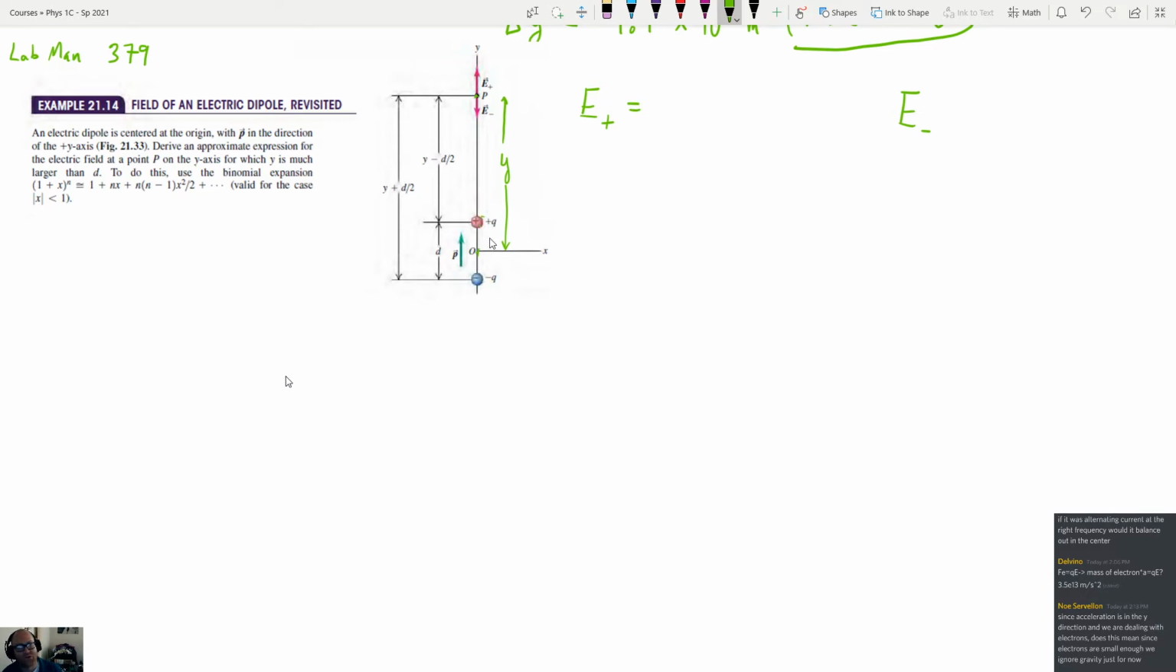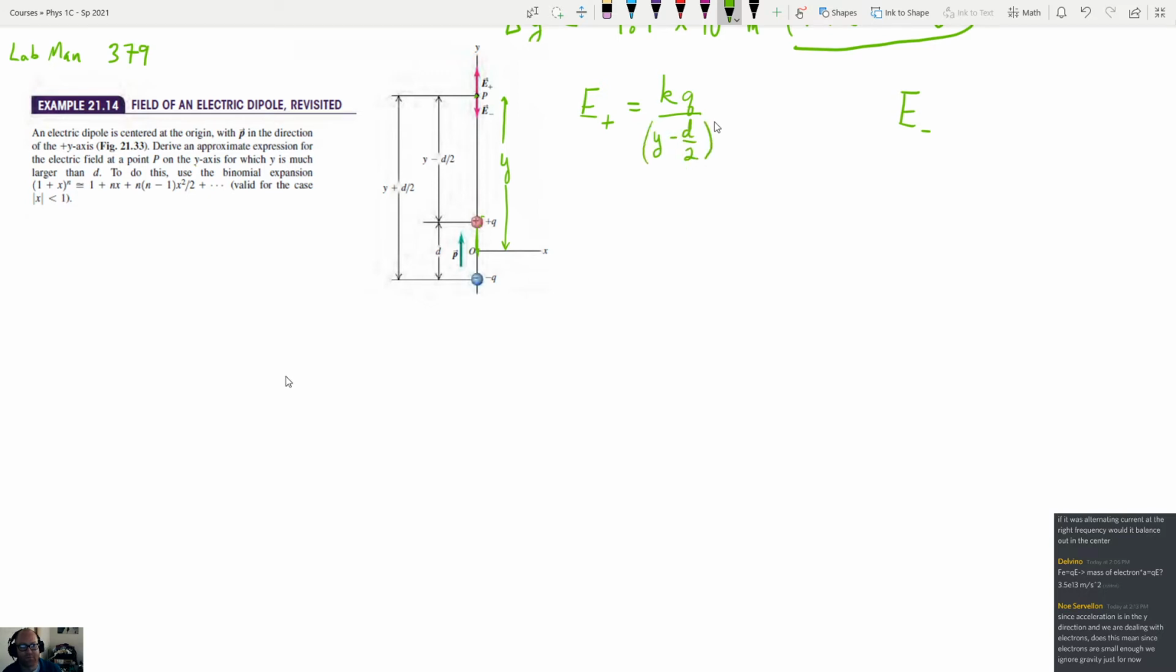Both of these are point charges, so we know that the electric field for the positive charge is just going to be k times q, and we have to divide by the distance between point P and this charge. It's already kind of indicated on here that that's y minus d over 2. Since this distance between here and here is d over 2, it should be pretty clear that y minus d over 2 will give you the remainder between this and this. So I'll write that down here in the denominator.